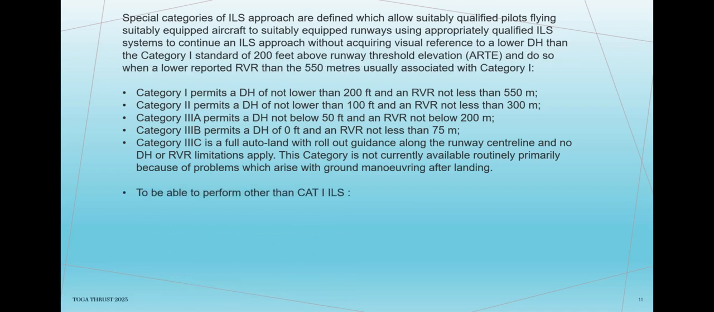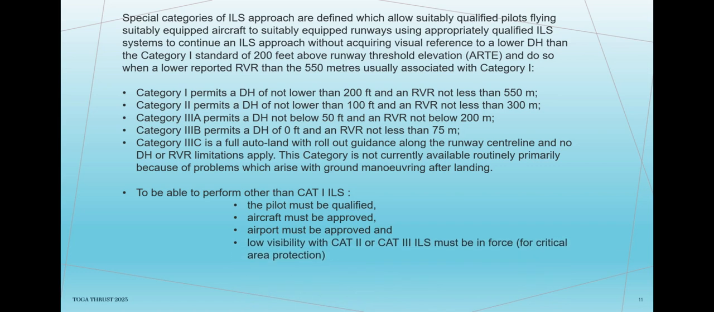To be able to perform other than Category 1 ILS, the pilot must be qualified. Aircraft must be approved. Airport must be approved, and low visibility procedures with Category 2 or Category 3 ILS must be in force, for critical area protection.